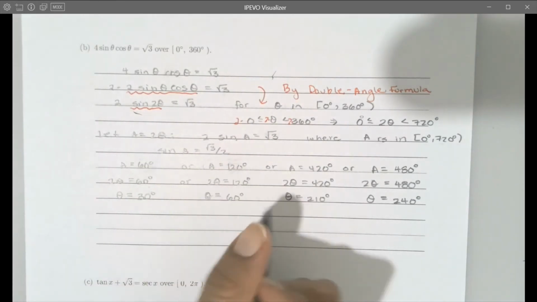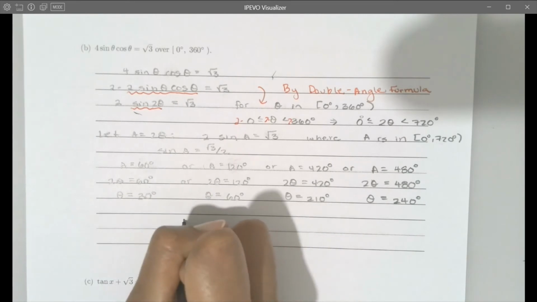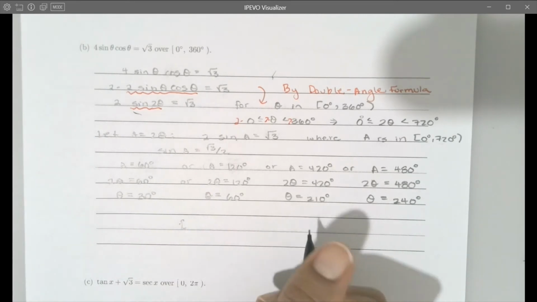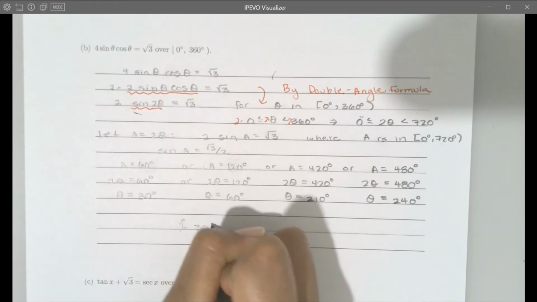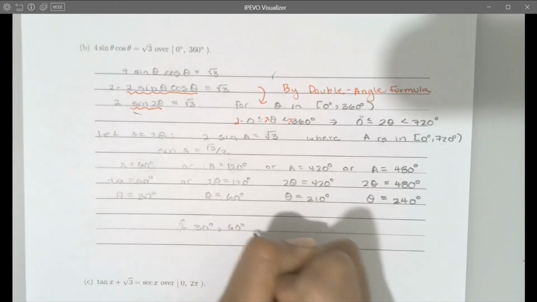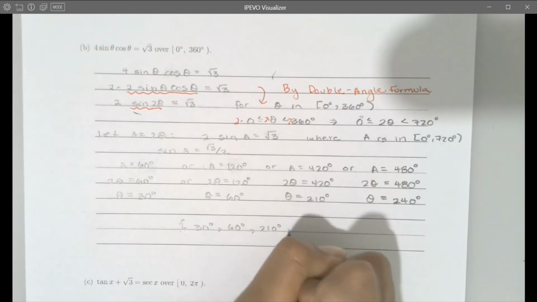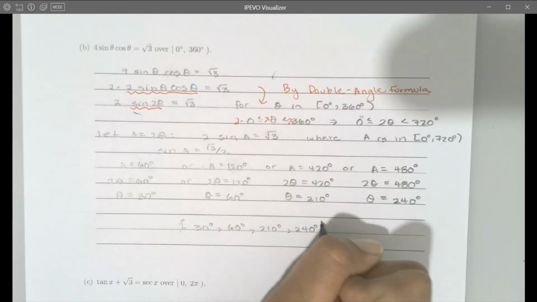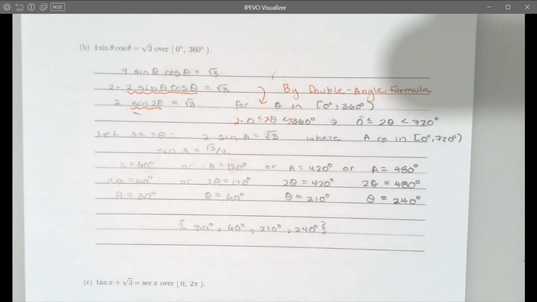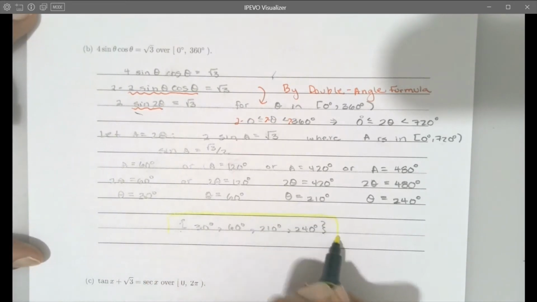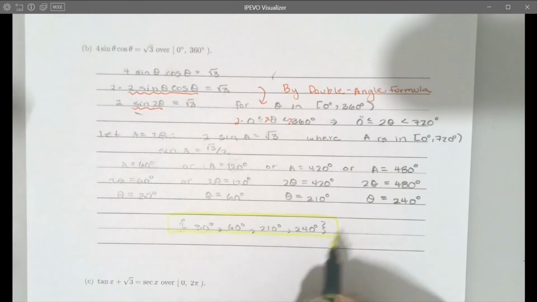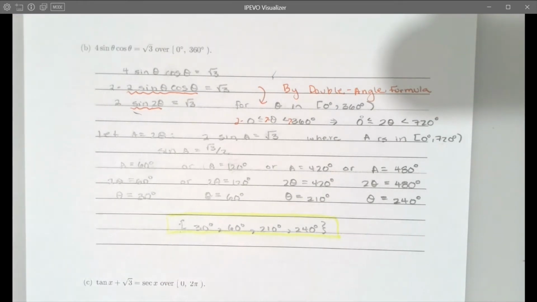Okay, now for this one, I'm going to write the final answer as a solution set, which means I'm going to use the set symbol, curly brace, and then 30 degrees, 60 degrees, 210 degrees, and 240 degrees. And that's one nice way to write everything compactly. Okay, let's take a look at the next example.